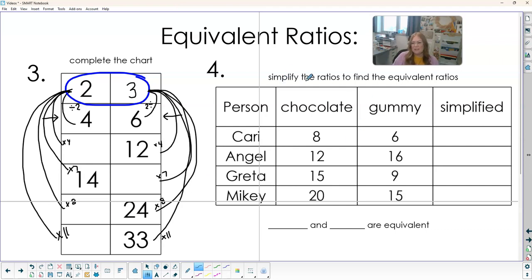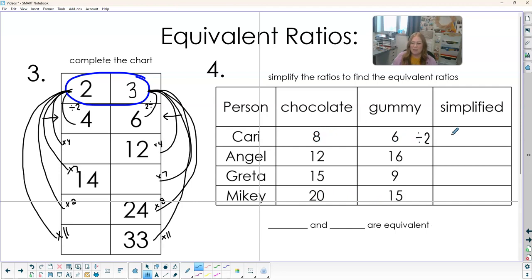Okay, now over here, we're going to simplify the ratios to find the equivalent ratios. So we can see these people, they got chocolate candy, gummy candy. We're going to simplify them to see who is equivalent. So we're trying to think of what can these both be divided by. So 8 and 6, they're only 2 apart. They're both even. We're going to divide them both by 2. So if you'll write the simplified forms over here, and then the answer or circle who's the same will be great. So you don't need to recreate the whole chart. Just go ahead and write the 4 simplified fractions and then tell me who's equal.